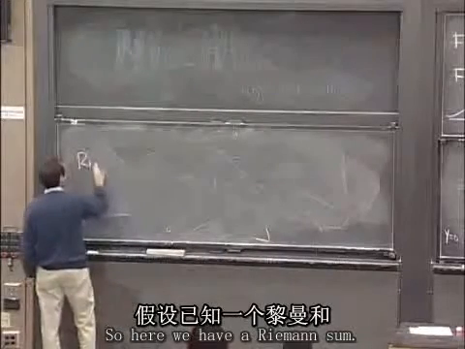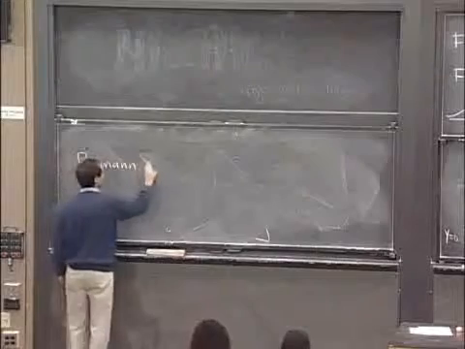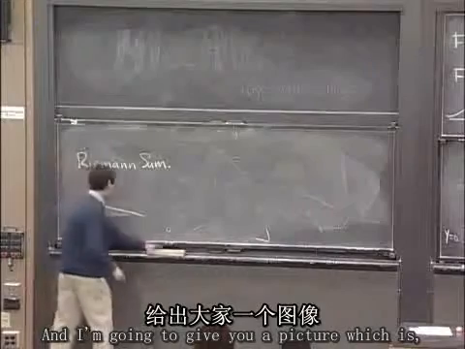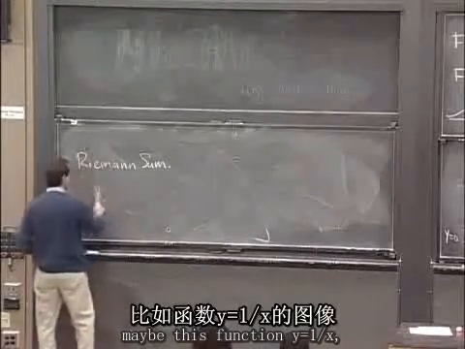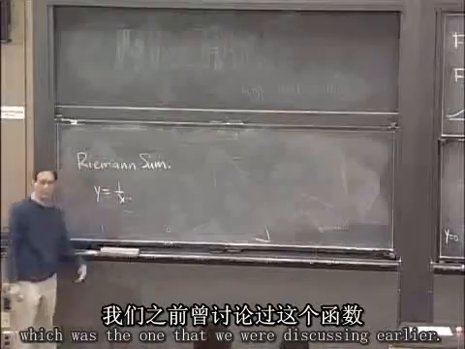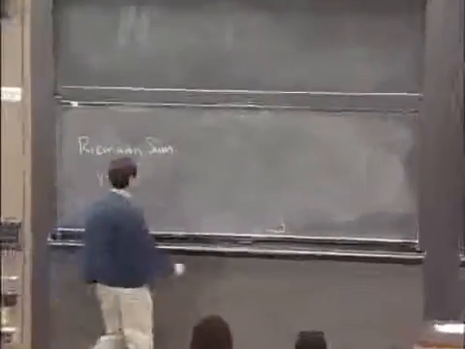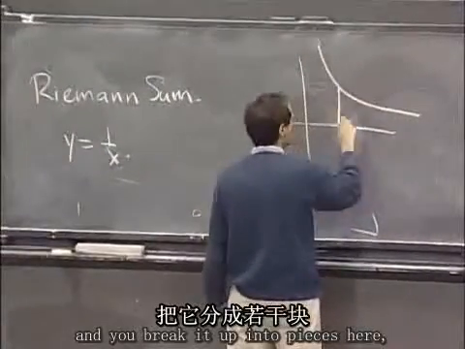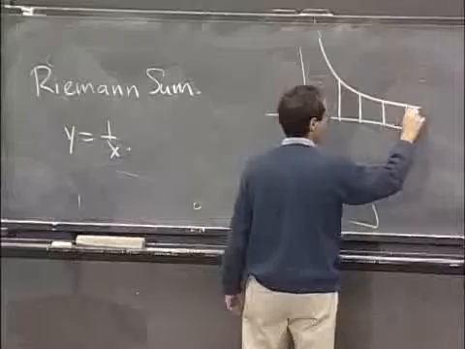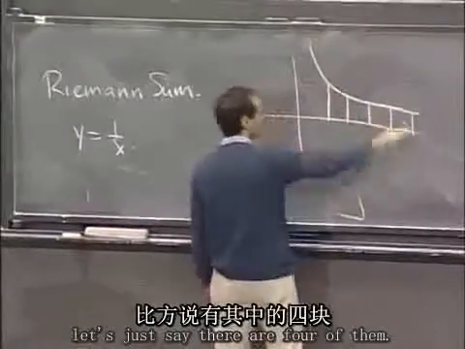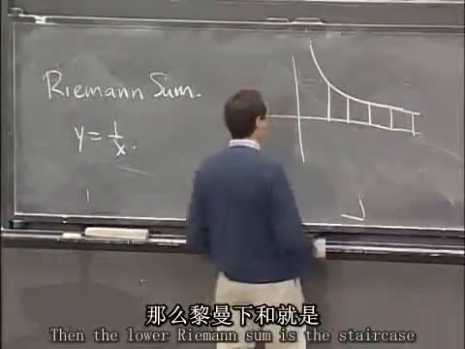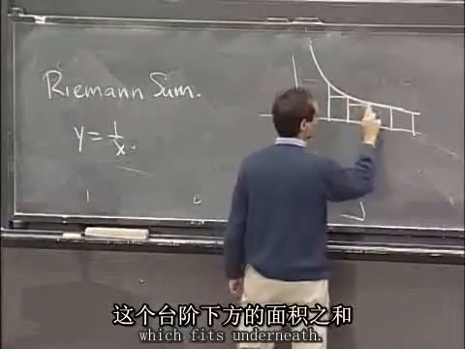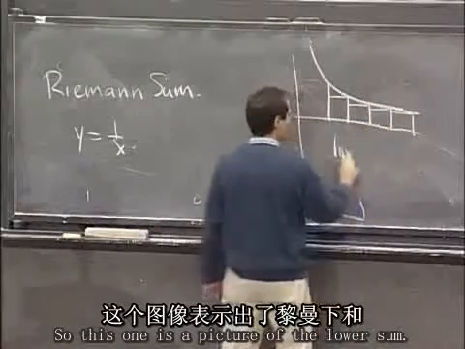So here we have a Riemann sum. And I'm going to give you a picture which is maybe this function y equals 1 over x, which was the one that we were discussing earlier. If you take the function y equals 1 over x and you break it up into pieces here, it doesn't matter how many pieces. Let's just say there are 4 of them. Then the lower Riemann sum is the staircase which fits underneath. So this one is a picture of the lower sum.